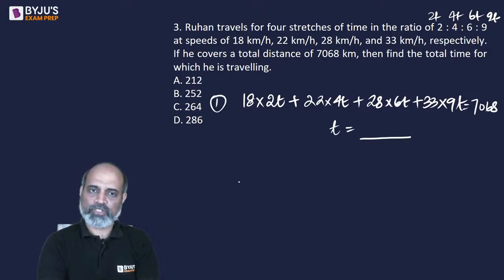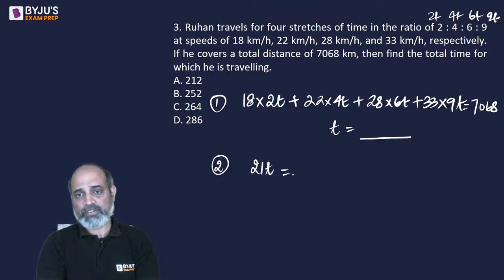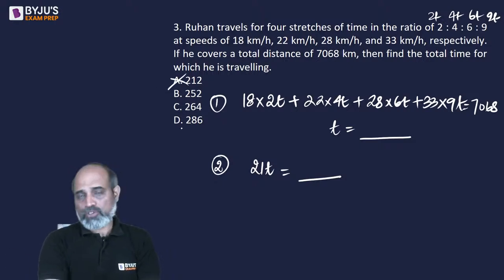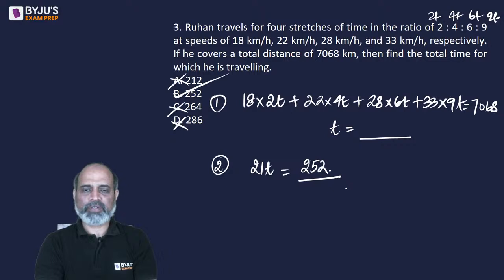This is one approach. Second approach is going to be, if we add all the t's, this is going to be a total of 21t. 21t should be a number which should be in the table of 21. So A is not in the table of 21, B is in the table of 21, C is not in the table of 21, and 76 is not. So 252 is the only number which is in the table of 21.